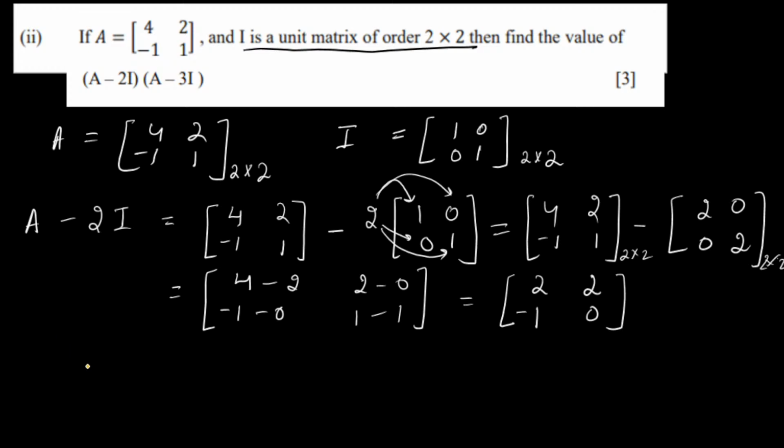Now let's find A minus 3I. A minus 2I is 2, 2, minus 1, and then it should be 1 minus 2. I wrote 1 minus 1 by mistake. 1 minus 2, so here we have to write minus 1.